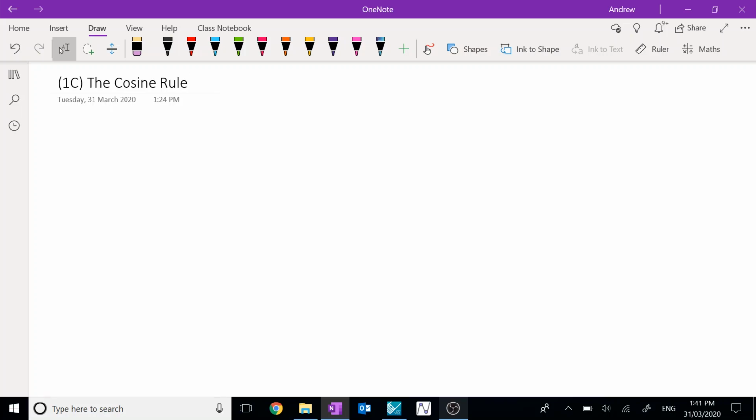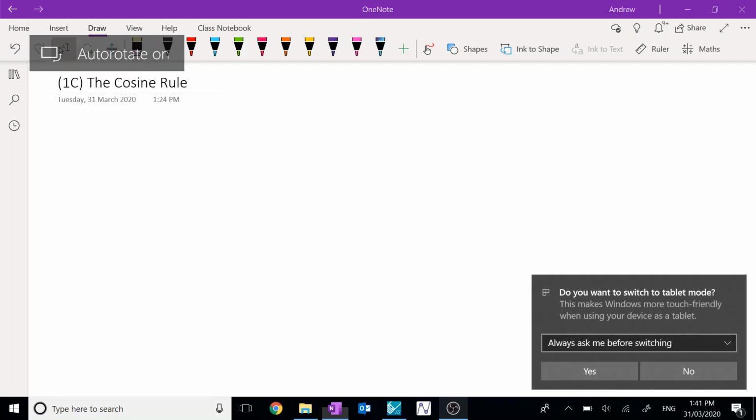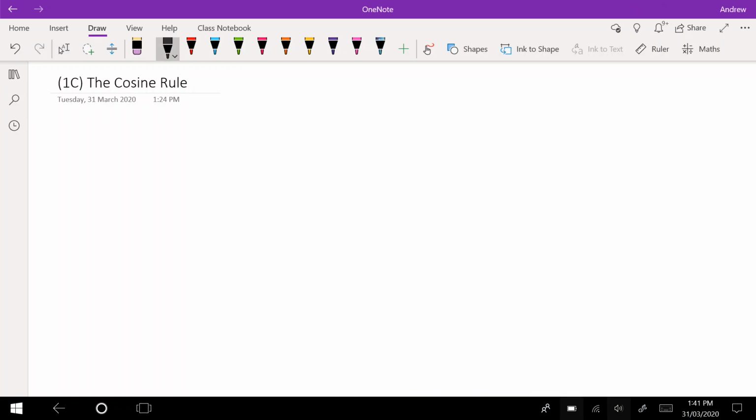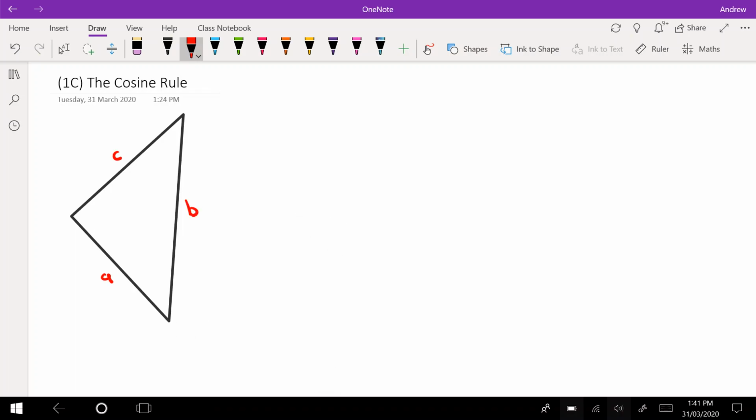Well, now we've done the sine rule, let's continue on and try to figure out the cosine rule of a triangle. I'm just going to start off with my triangle. It's going to look like that, and let's call this side C, that side A, and that side B. Then that's going to be capital A, capital B, capital C.